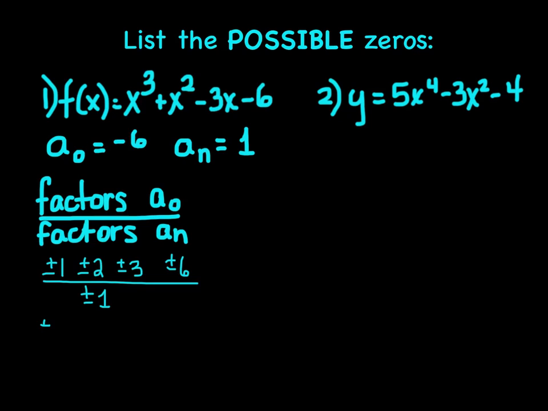So I have positive 1 over positive 1. I have positive 1 over negative 1. Now I'm going to go to the negative 1. Negative 1 over positive 1, and negative 1 over negative 1. Now I'm going to move to 2. I can do positive 2 over positive 1 and negative 2 over negative 1. I think you're realizing that I really don't need to write positive 1 over positive 1 and negative 1 over negative 1. I can do plus and minus 1 over plus and minus 1. Okay, so I'm now going to erase all of these.